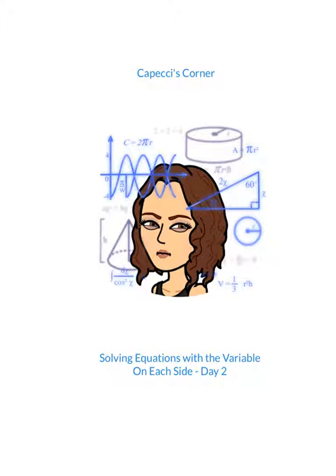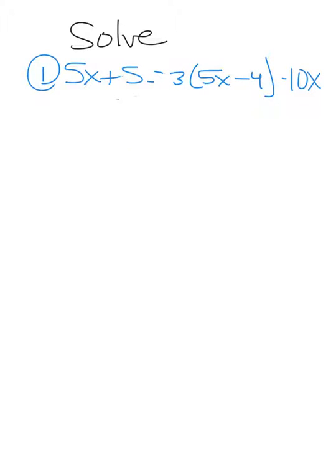Today is the second day we are working on solving equations with the variable on each side. Our first equation, the directions ask us to solve, and it says 5x plus 5 is equal to 3 times the quantity of 5x minus 4 minus 10x. So I'm going to draw my wall. And again, I have parentheses, so I need to clean that up.